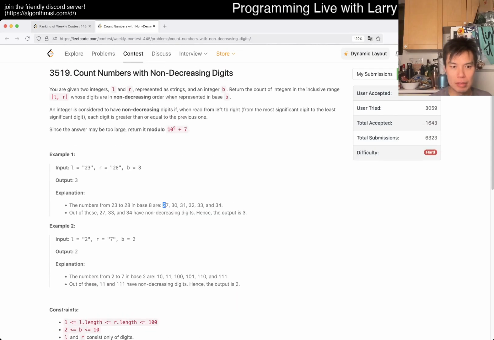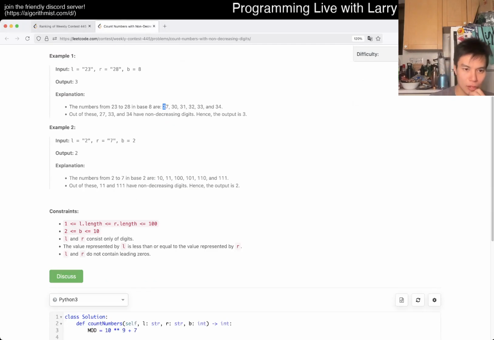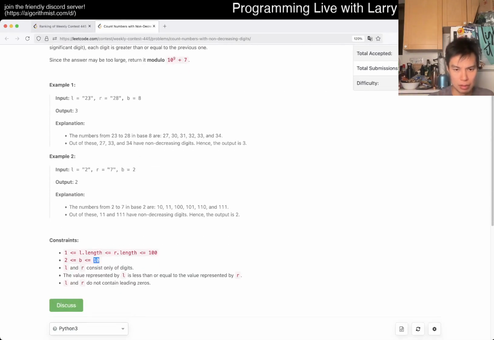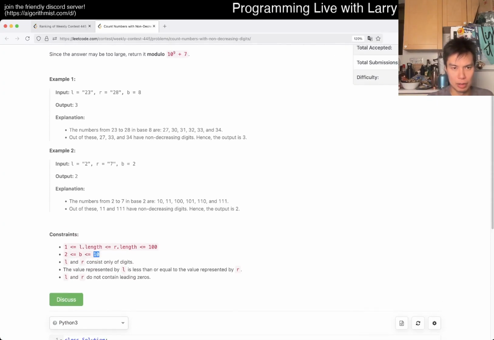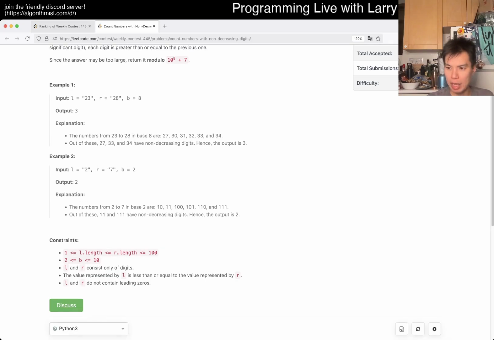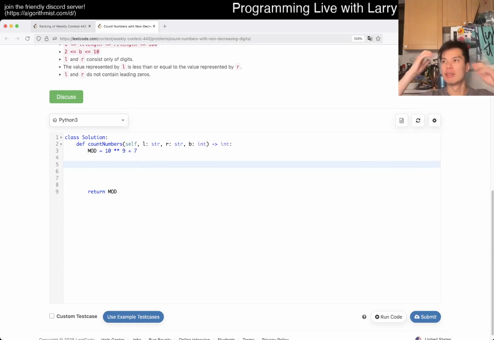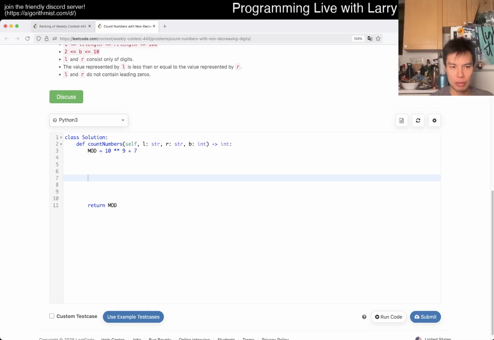Do I have to be distinct? No, I guess it should be. B is only up to 10, base 10. Yeah, that's fine. I don't know why this is hard. That's why I'm pausing a little bit, just to make sure. We shift and add, and we just want to make sure that yeah, digit DP, I suppose. All right, let's do one of them first.